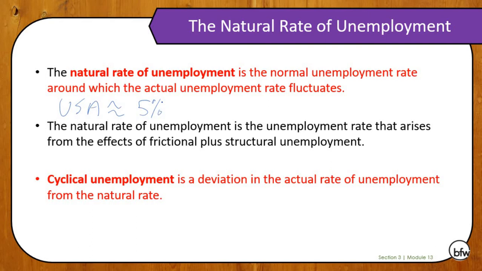The natural rate of unemployment is the unemployment rate that arises from the effects of frictional plus structural unemployment. All right, so that's the formula that you would write down. Frictional plus structural is going to equal the natural rate.